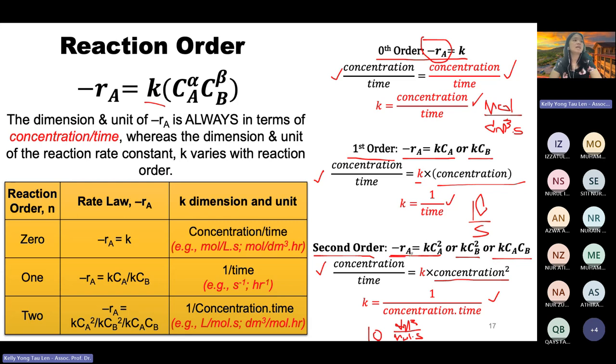So minus RA equals KCA power of 2. It can be second order with respect to B. So minus RA equals KCB power of 2. It can also be first order with respect to A, first order with respect to B, minus RA equals KCACB. So in this case, you know it's a second order, but you still cannot deduce accurately the rate law ataupun the reaction order with respect to the reactants if you have more than one reactant.